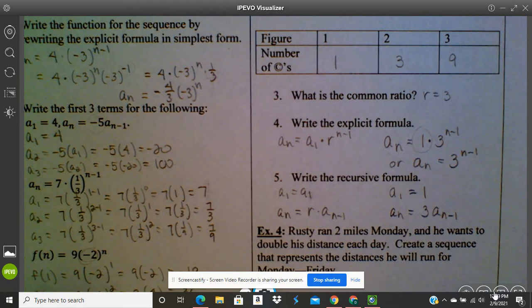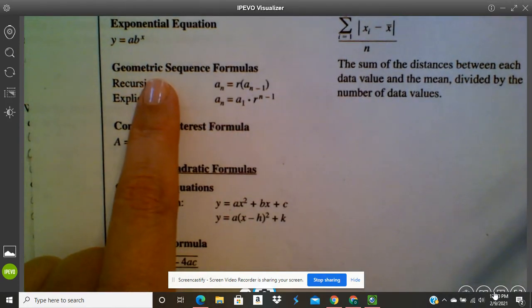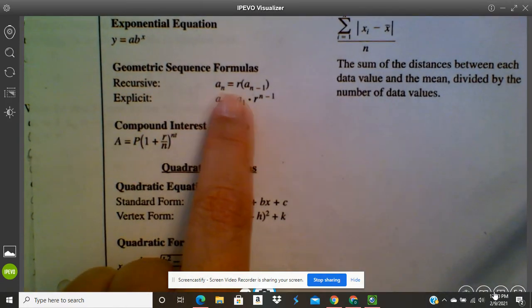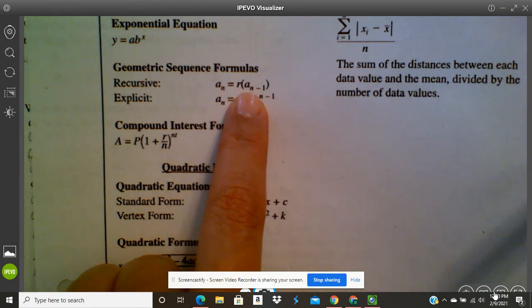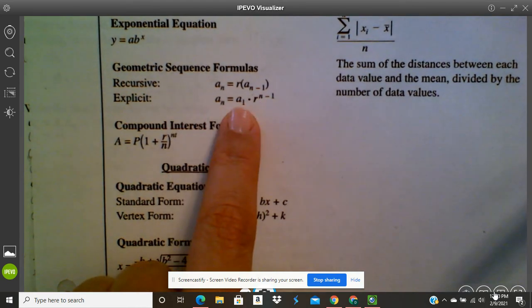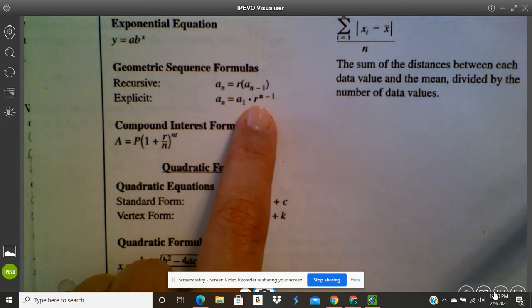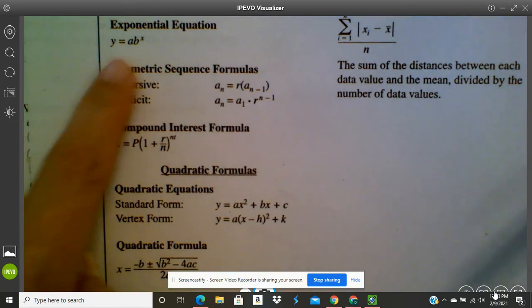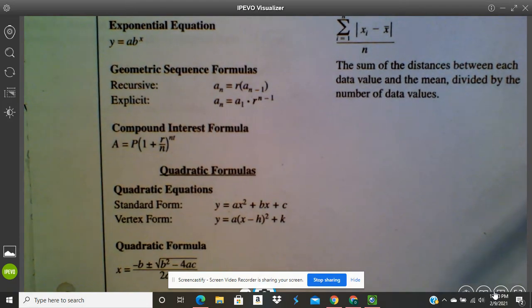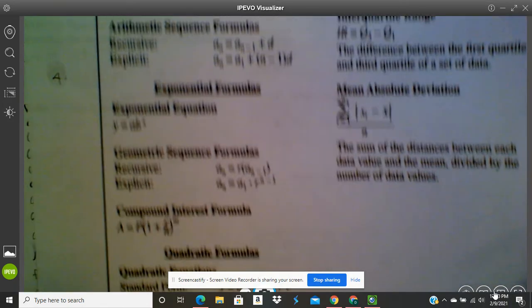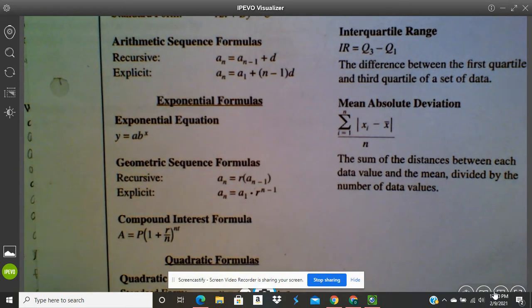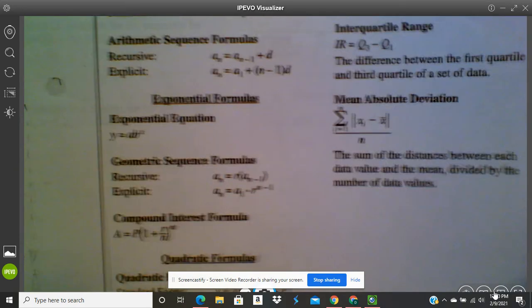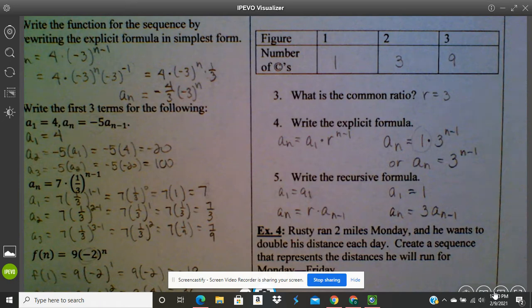And again, I'm giving you the same formulas that are here on the formula sheet. In my sequence, the recursive formula just says it's r times a sub n minus 1. The explicit formula tells you it's the first term times r to the n minus 1. Okay? And notice we've got our exponential, we've got our interest. We've discussed those before. Above that is your arithmetic, and again, you'll see recursive and explicit. So please keep those things in mind.